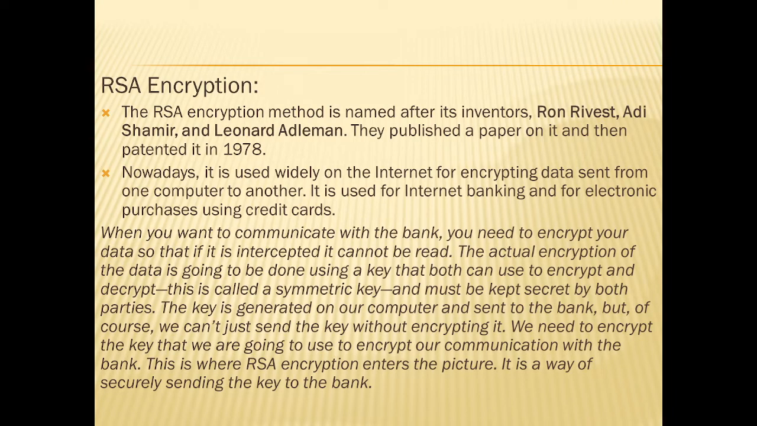So, what is exactly happening in this? Suppose you want to communicate with a bank. We need to encrypt our data so that if somebody intercepts it, it can't be read. The actual encryption of the data is done using a key that both parties can use to encrypt or decrypt the data. That is called a symmetric key and must be kept secret by both parties.